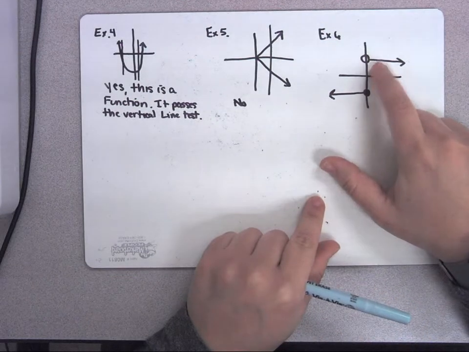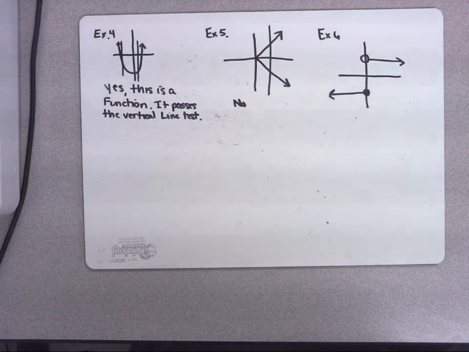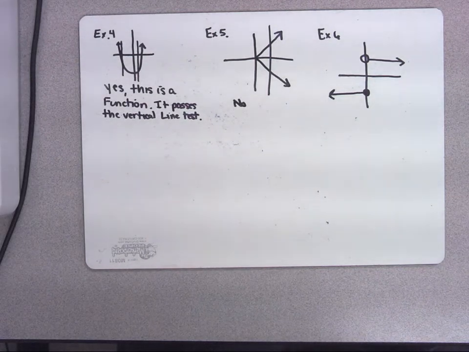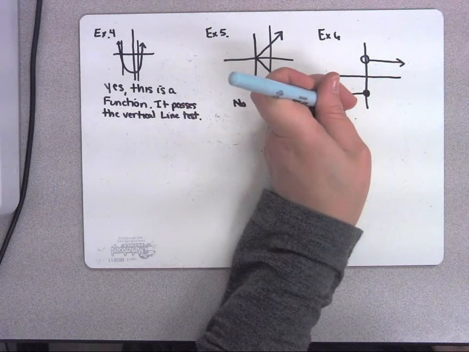So because one is open and one is closed, that is actually a function. If they were both closed, the answer would be no. If they're both open, the answer would still be yes. But since you have one of each, you're okay. So this one is actually still yes.